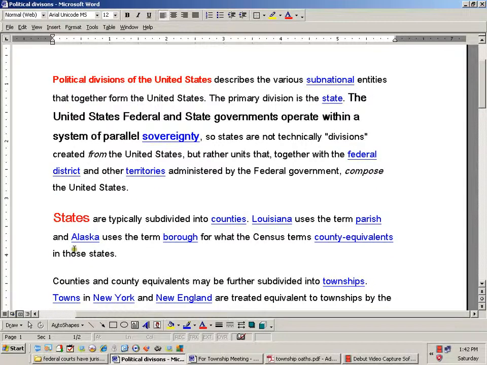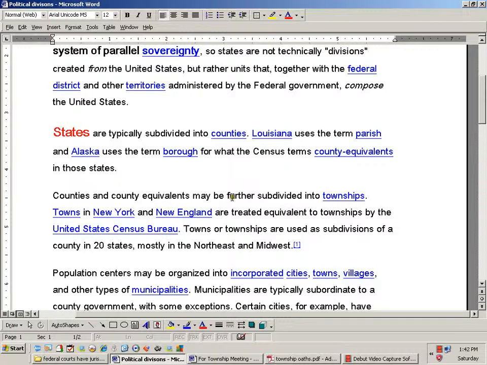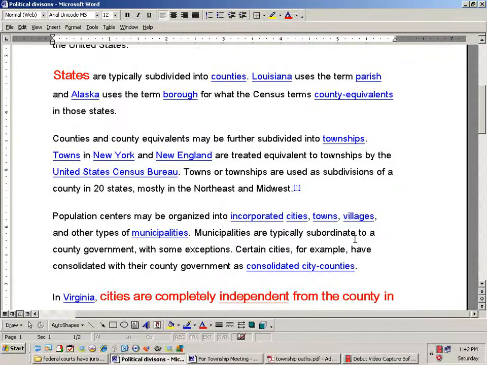Now states, as in organized states, are typically subdivided into counties. It's as small as it goes. States go to counties. Counties and county equivalents may further be subdivided into townships. Townships are created equivalent by the United States Census Bureau. The towns and townships are used as subdivisions of a county in 20 states. Okay. The population centers may be organized as incorporated cities, towns, villages. So it could be incorporated, could be cities, could be towns, could be villages.